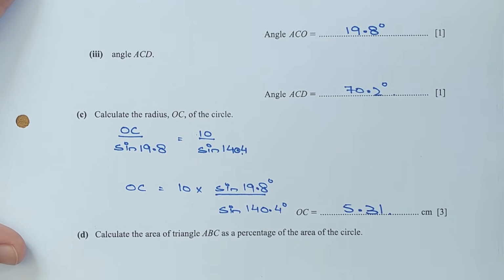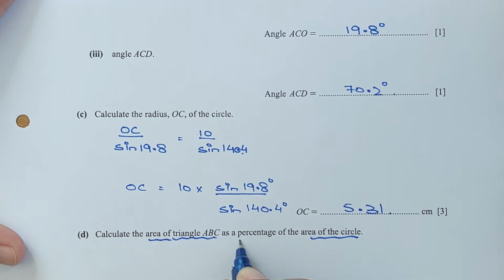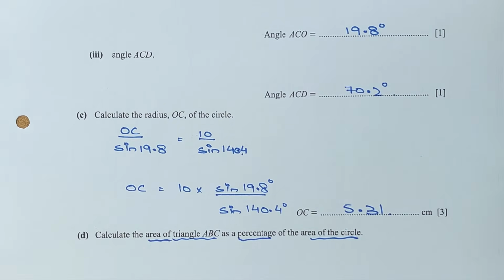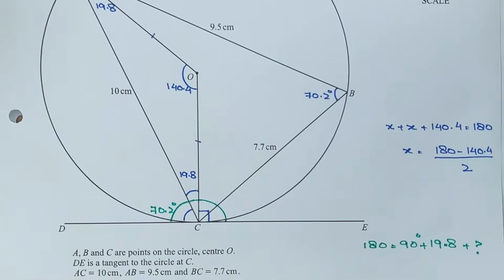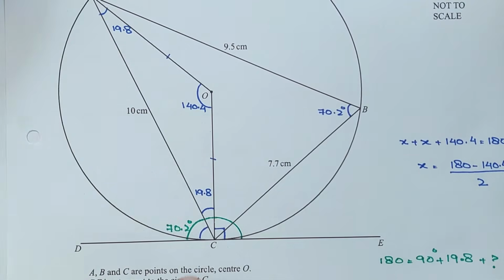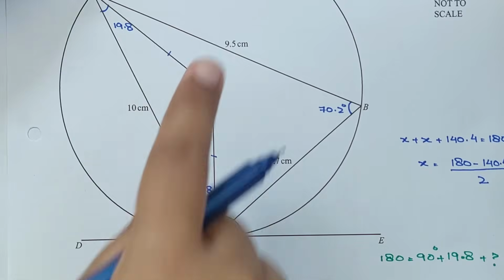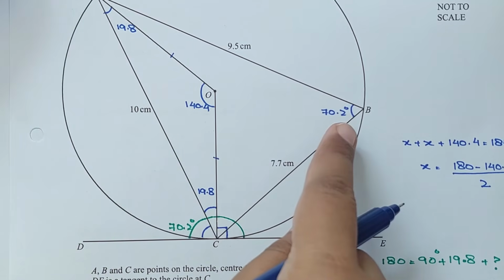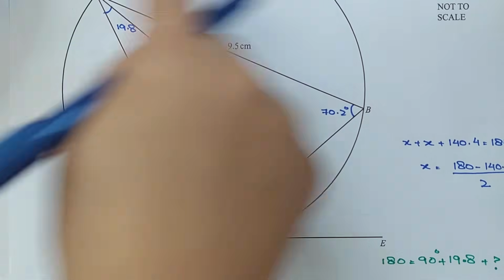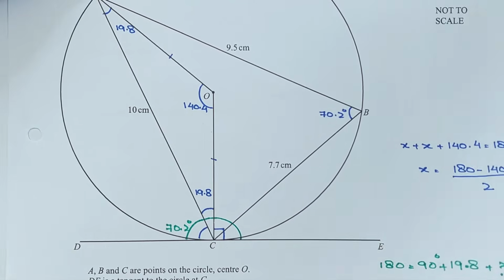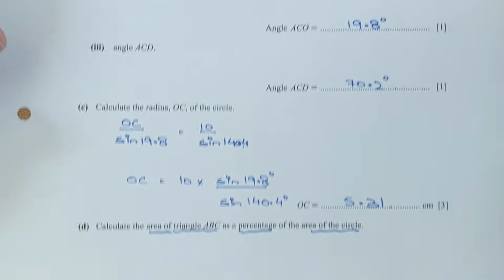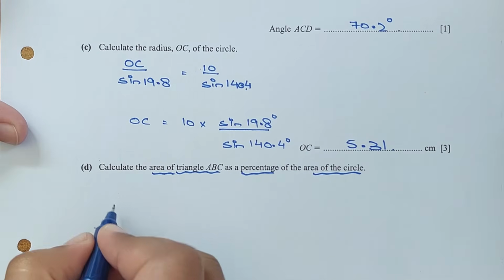Now for part D, calculate the area of the triangle ABC as a percentage of the area of a circle. Area of a triangle and area of a circle as a percentage we have to calculate, right? So area of the triangle ABC, this whole triangle, is half the two sides and sine of angle between them, and area of a circle is pi r square. Radius, we have the radius, right? Okay, let me calculate the area of a triangle.